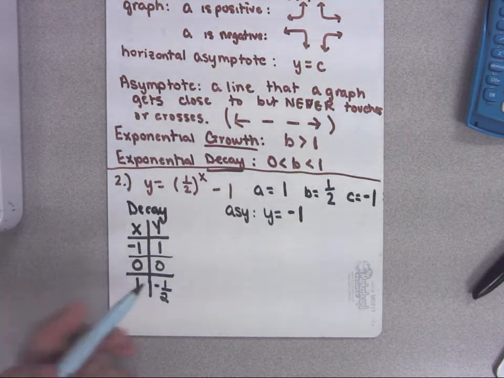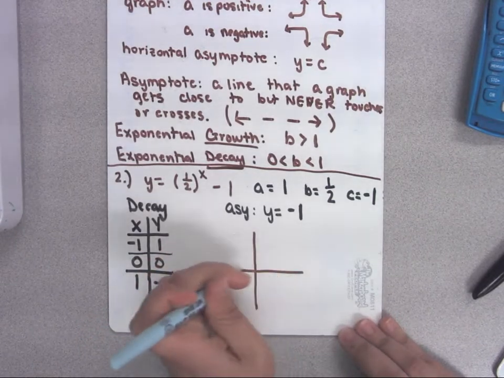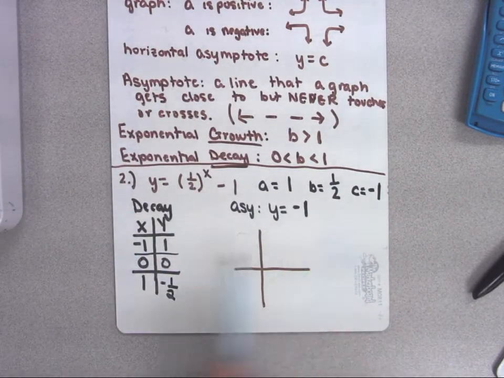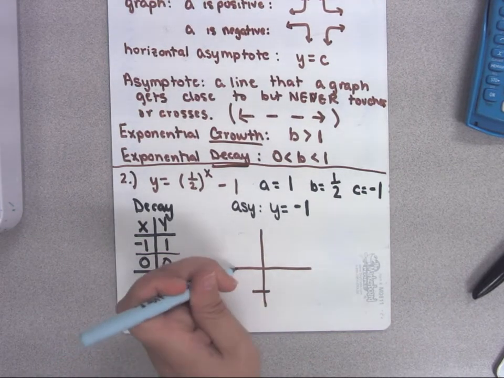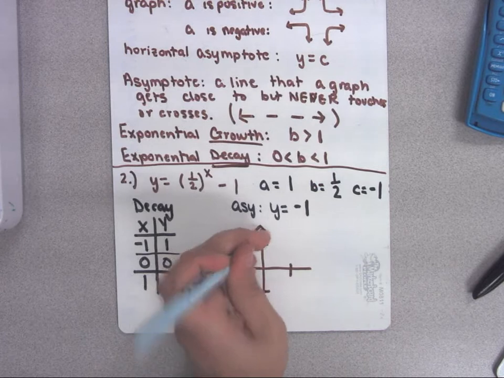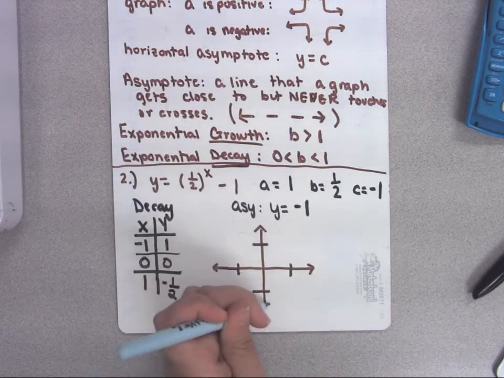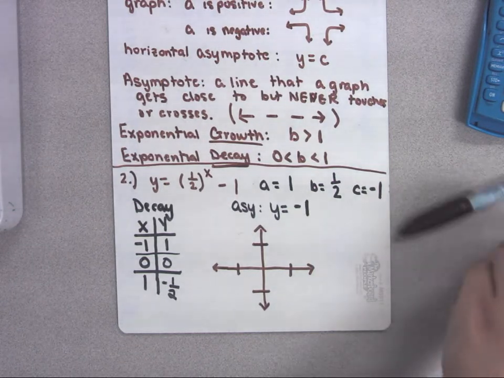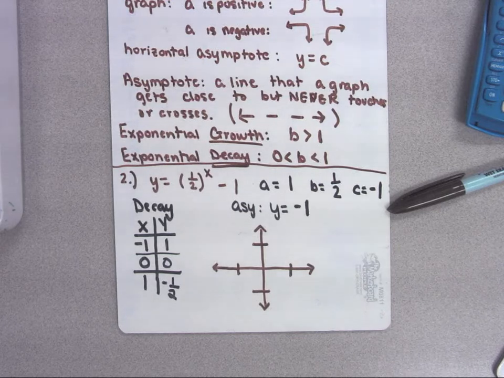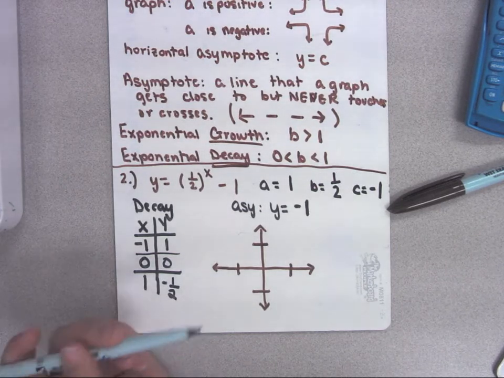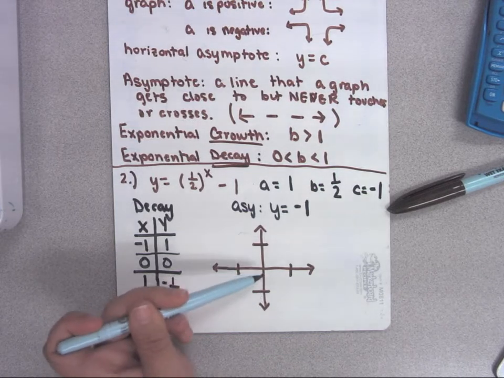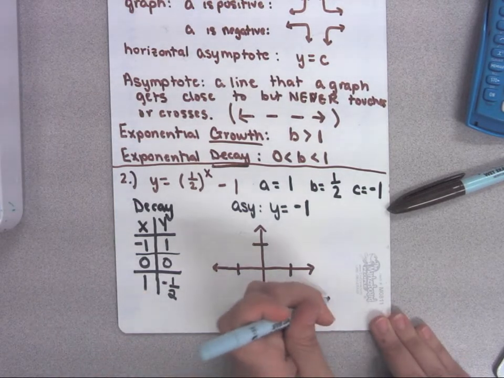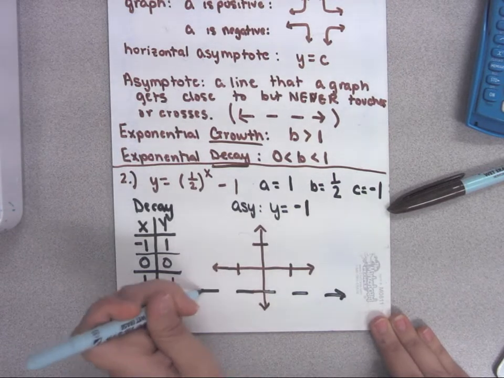Once we're there again, we draw our grid. The biggest number, not based on negative positive, just the biggest number, including my y asymptote, is 1. I only need one tally each way. My biggest number is 1. First thing we draw is our asymptote. Where's my asymptote at? Y equals -1. So I go down 1, and then I'm going to put a dashed line left to right because it's horizontal.